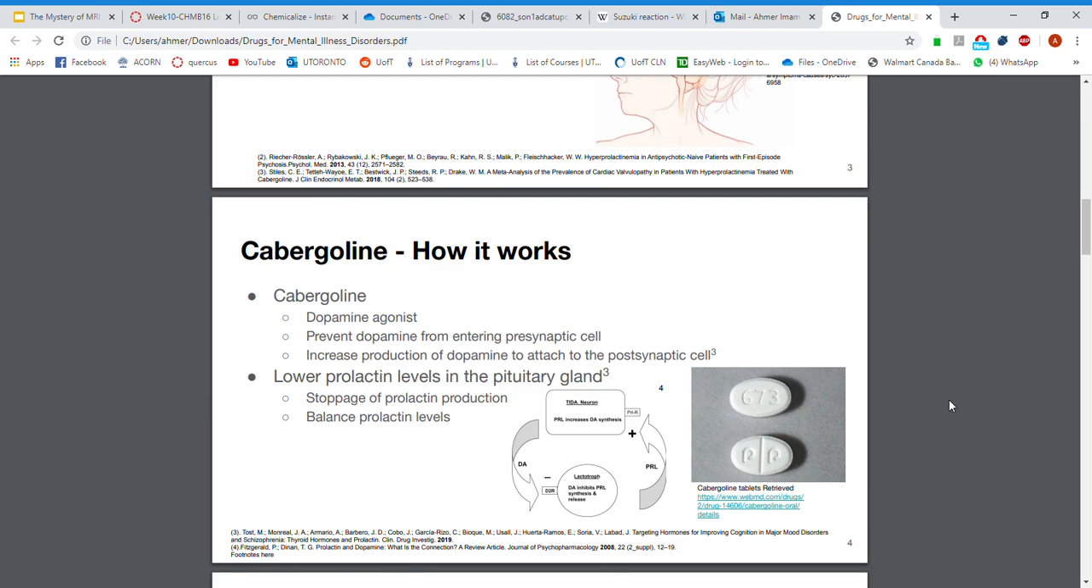This is literally a flowchart. The more prolactin you have, the more dopamine you need to inhibit this hormone, to inhibit prolactin synthesis.